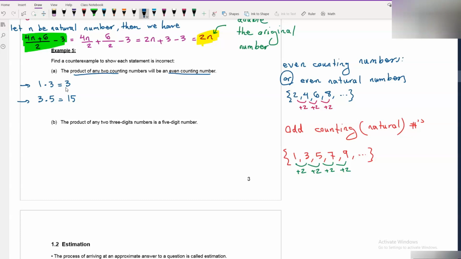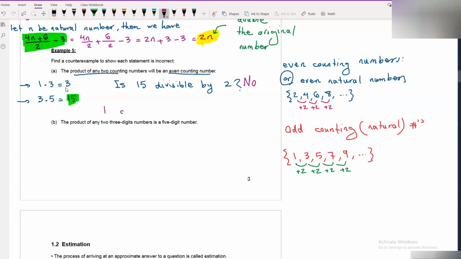How do I know that this is even counting numbers? It's 15, for example. If the answer for this one was yes, you're going to have an even number. If not, it's odd. So is 15 divisible by 2? As it's divisible by 3, it's divisible by 5, but it's not by 2. So the answer for this one is no. So meaning that the product of any two counting numbers is not even. And this was our counterexample.